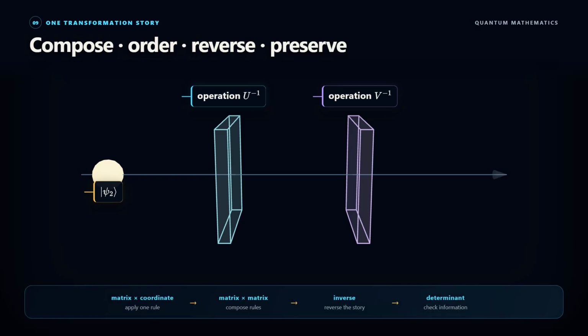One transformation acts on a whole geometry. Matrix vector multiplication applies that rule to one coordinate column. Matrix-matrix multiplication composes several rules into one. The rightmost operation acts first. An inverse retraces the stages in reverse order.